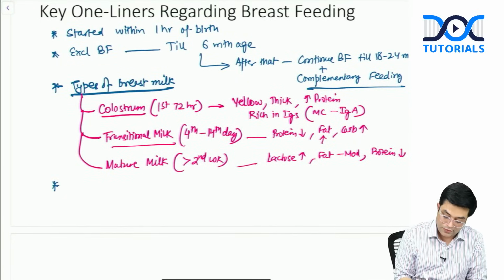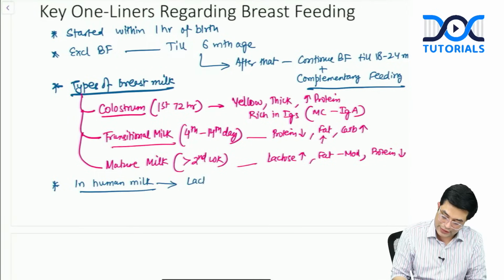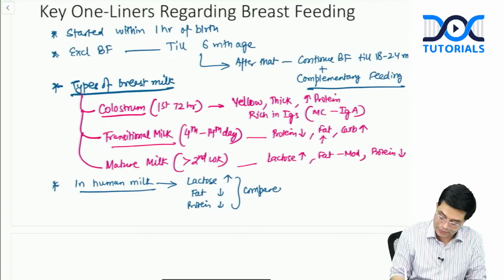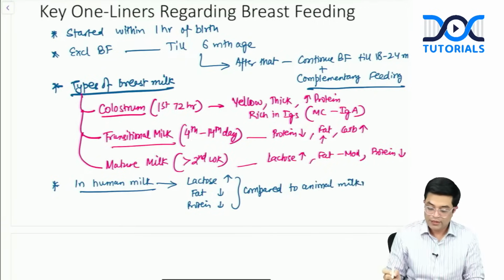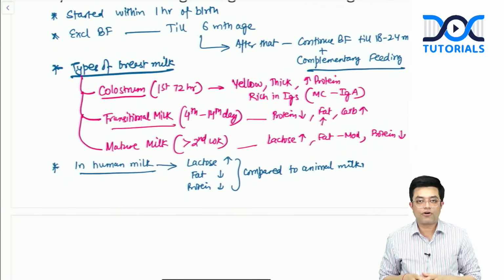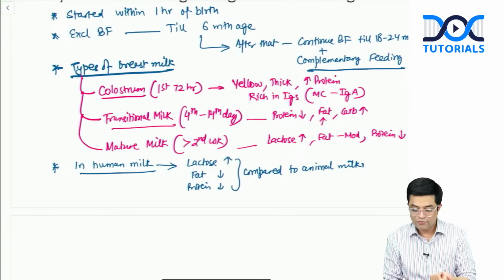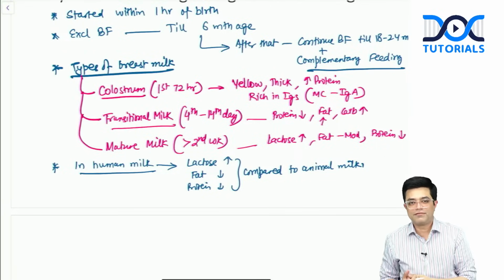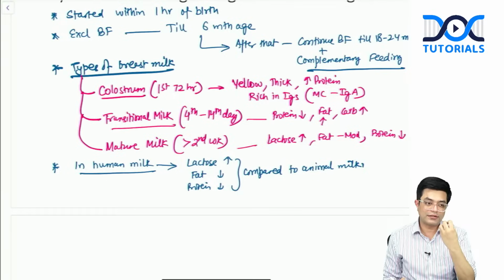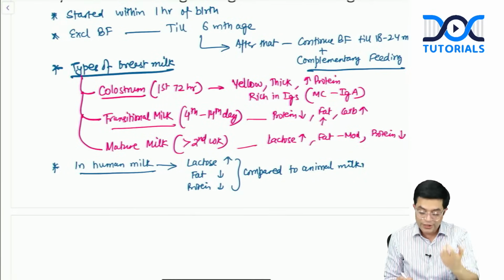Then in human milk, very important, remember, in human milk lactose is more, fat is less, and protein content is less compared to animal milk. But ये अच्छा है, this is good compared to cow and buffalo milk. Why? Because lactose ज़्यादा होने से the chances of hypoglycemia are reduced. Fat कम होने से the child does not become fatty. The quality of fat is better. Even the quality of protein is better.